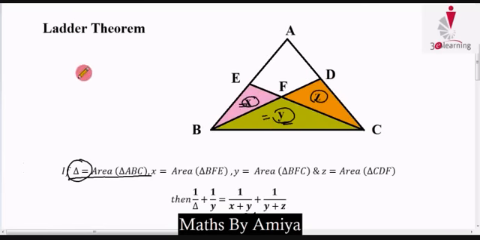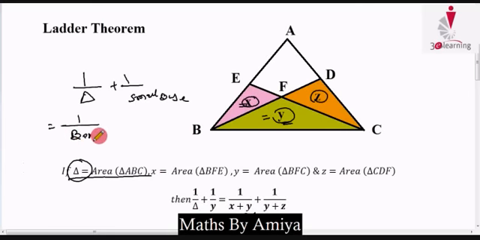So what I am saying, 1 upon total area plus 1 upon a small base. A small base is nothing but BFC, that is y, equal to 1 upon the bigger base triangle BEC plus 1 upon base triangle BDC. This is the ladder theorem.